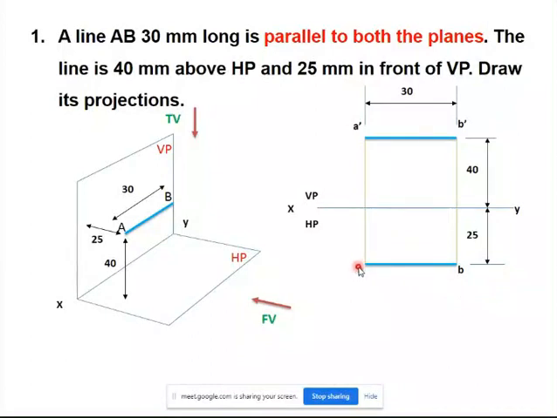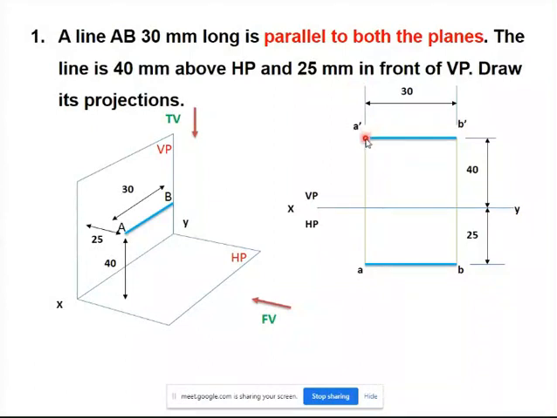Okay, so next you have to proceed with the dimension. So here we are having 3 dimensions. One is the true length, that is 30 mm, and another one is 40 mm above HP and 25 mm in front of VP. Please remember one thing: you have to mention each and every dimension that is available in the problem.